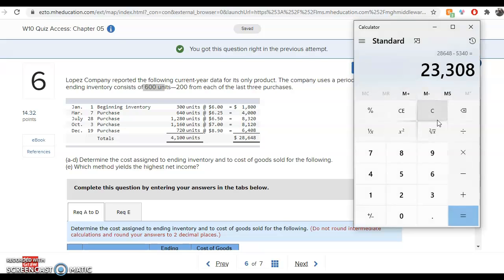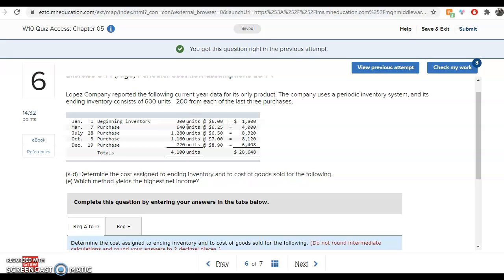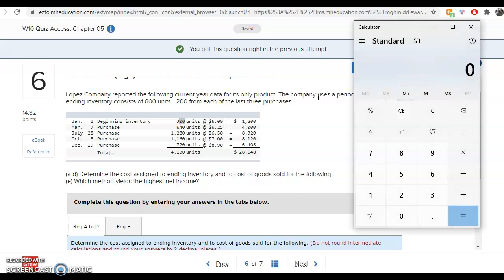So we're going to take our calculator. Same thing, 600 units, right? So we got to calculate that. Except right here, we only bought 300. We only had 300 units to start. So what we're going to do is we're going to take 300 times 6. So that's the first half, 1,800.